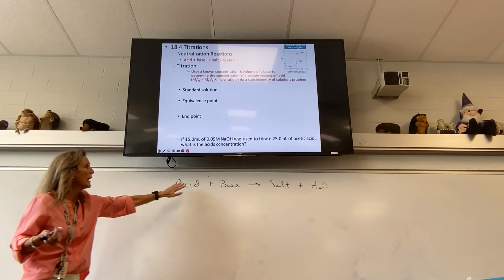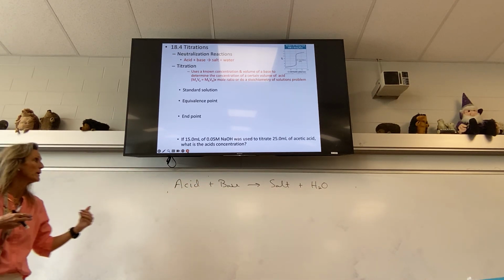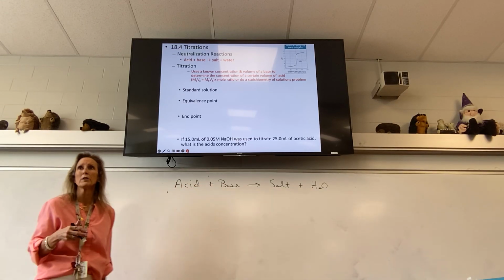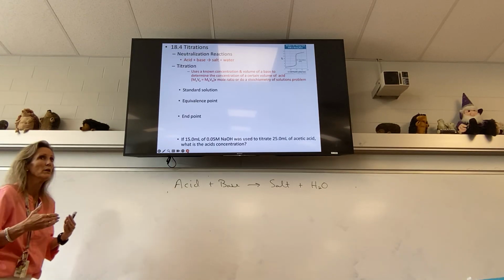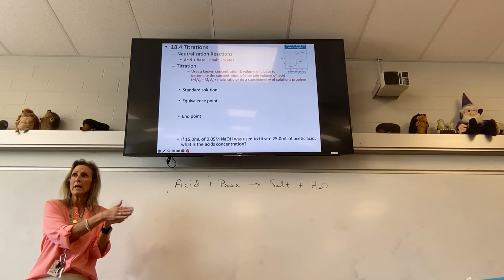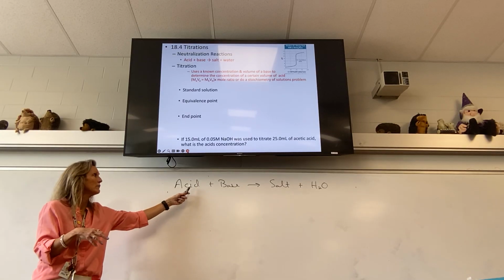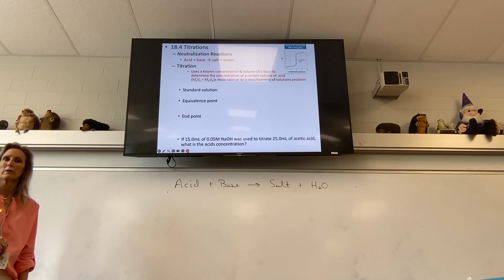And when we do that and make a salt and water, we can use that information of how much base did it take to react completely with the acid to make a salt and water. That will let us figure out what the concentration of the acid is. So that's what a titration does, is we know the concentration of one substance, but we don't know the concentration of the other. And by mixing them together to make a neutral solution, we can use that information to figure out whichever one of these concentrations it is that we don't know of.